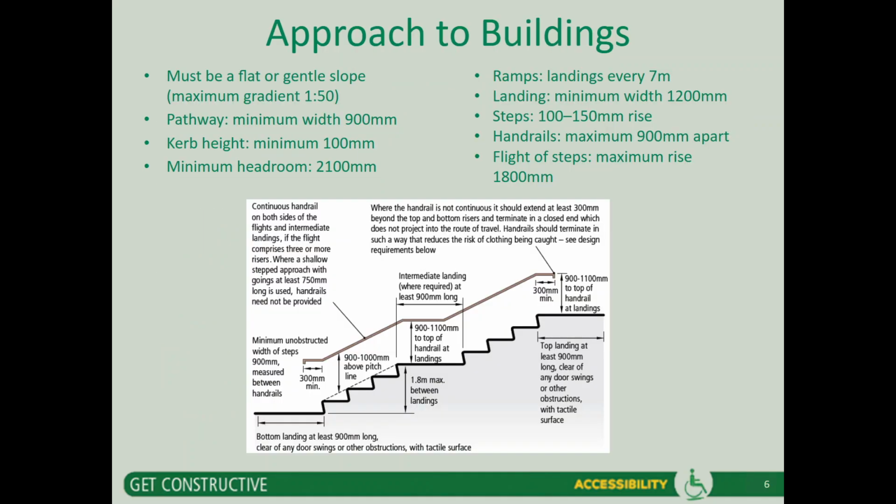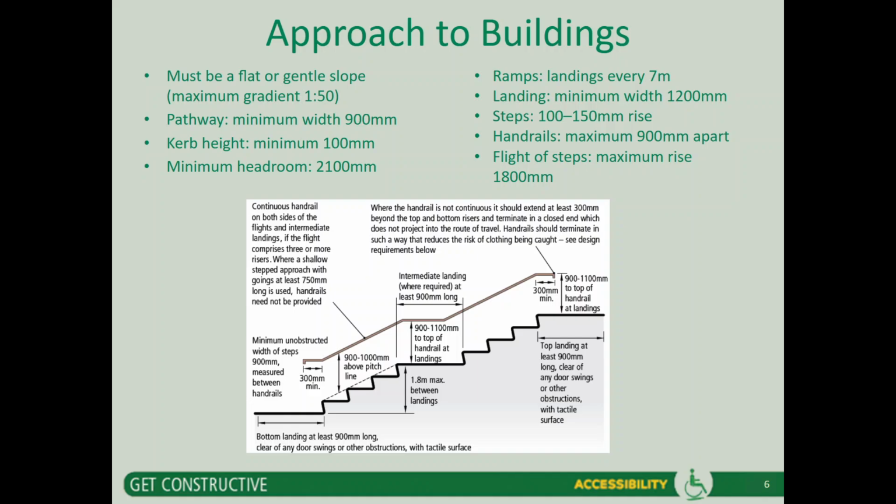Approach to buildings. Generally they must be flat or have a gentle slope. We do not want a massive steep slope. They also have to be 900 millimeters wide. They also have a minimum curb of 100 millimeters, so they have to have a curb height on them. Minimum headroom of 2.1 meters, so that's how high the door can be.